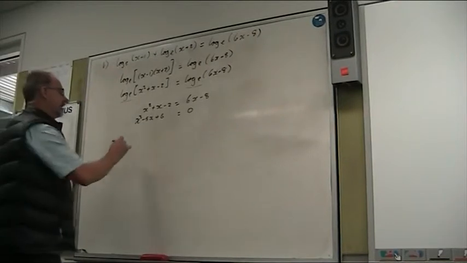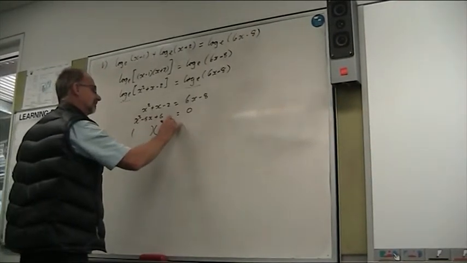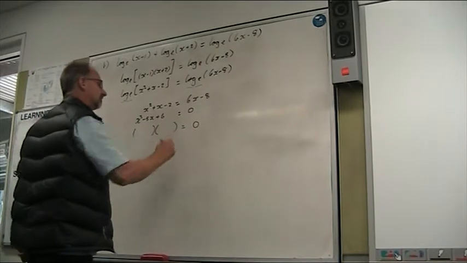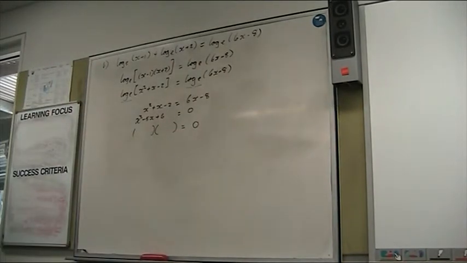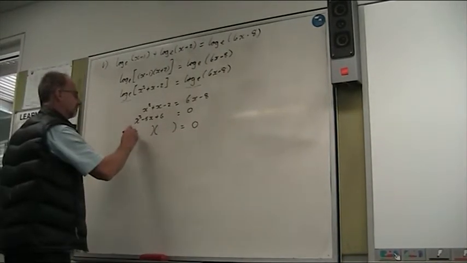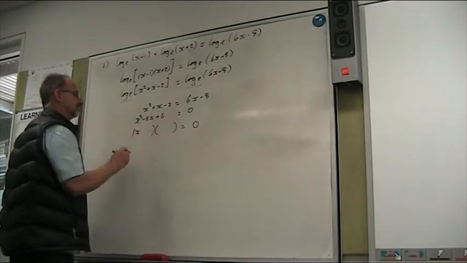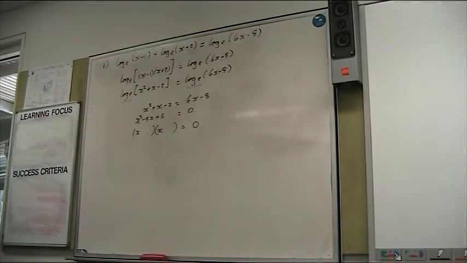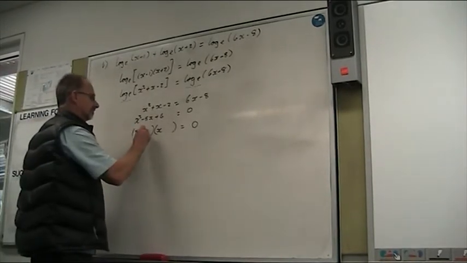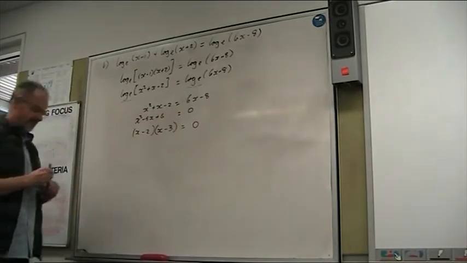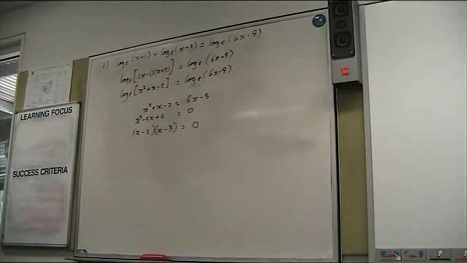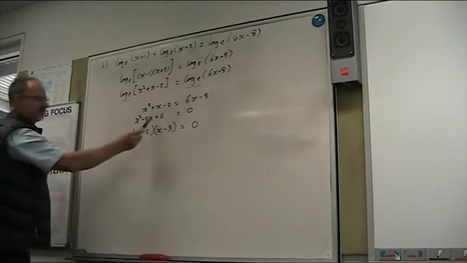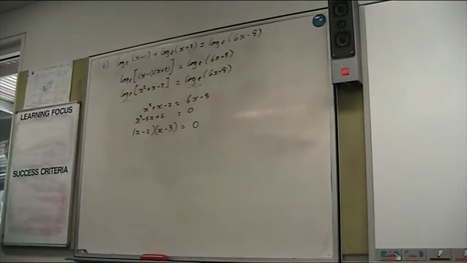Factorise that, what do we get? It'll be x minus 2 and x minus 3. It has to be minus 2 and minus 3, because when we multiply them we've got to get a positive number.